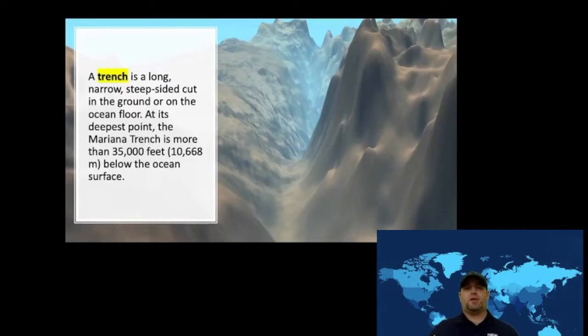A trench. A trench is a long, narrow, steep-sided cut in the ground or on the ocean floor. It's the deepest point. The Mariana Trench is more than 35,000 feet below the ocean's surface. So the Mariana is a very, very deep trench. I will try to link a video to the Mariana Trench so you guys can see what I'm talking about.